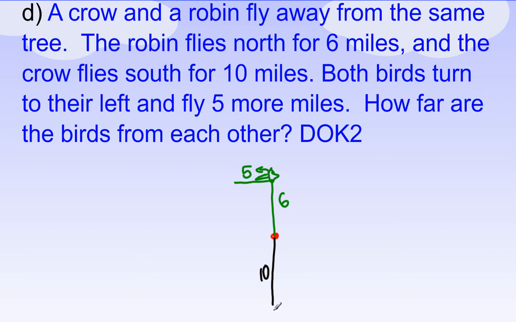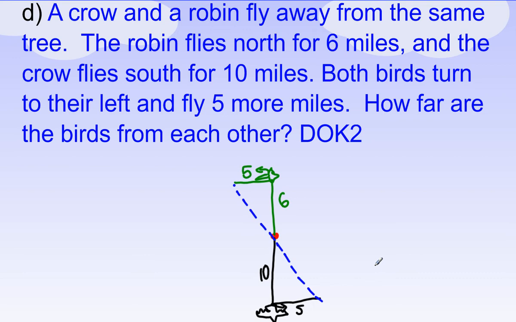My crow would be facing this way, wings out. So if he turns left, he's turning that way, and he goes this way 5 miles. How far are the birds from each other? What is this distance? And no, I can't guarantee it actually goes through this center point. My picture's not very good.